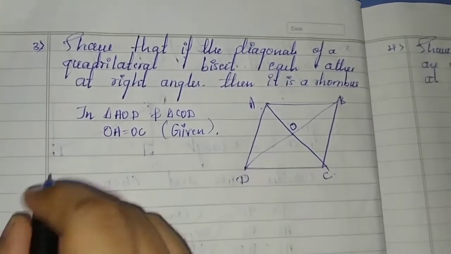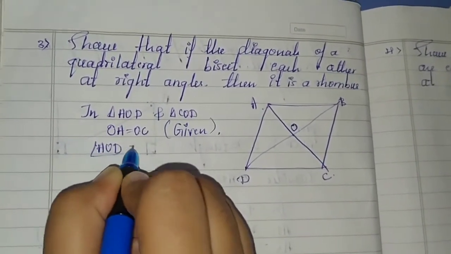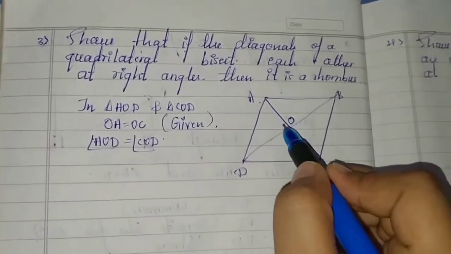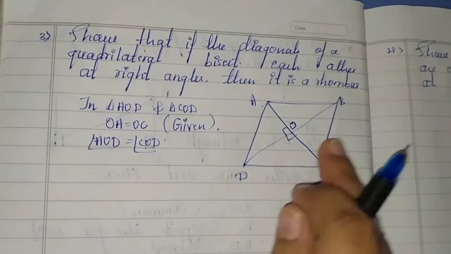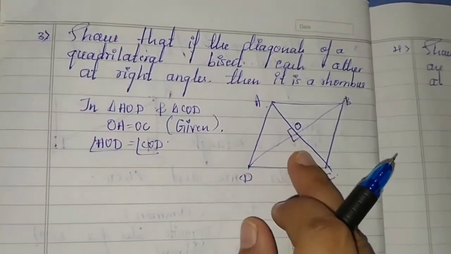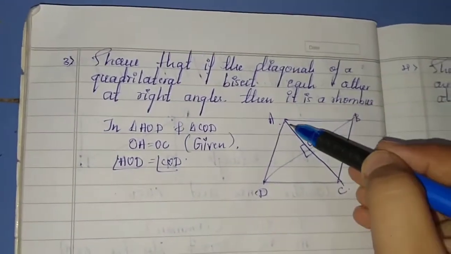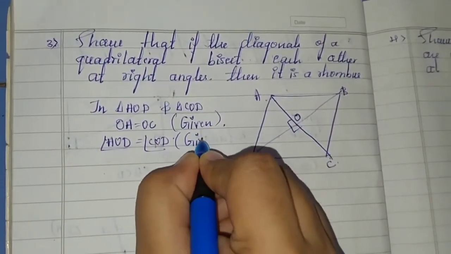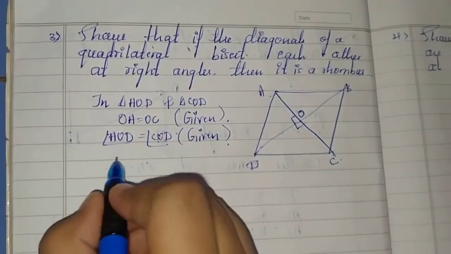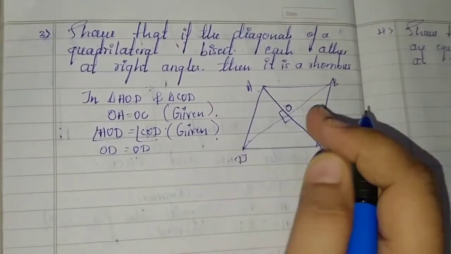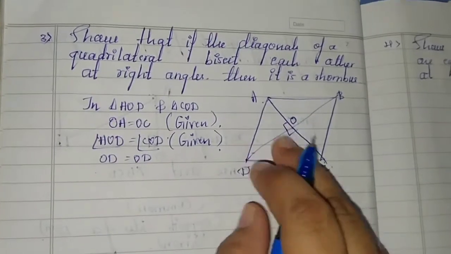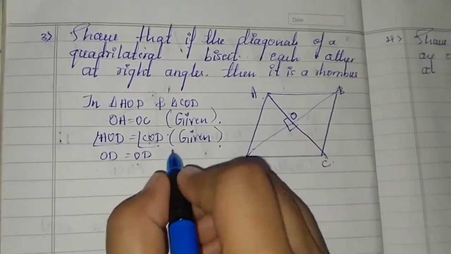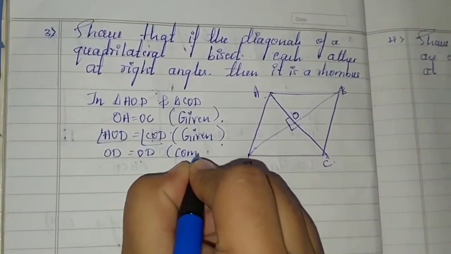Next, angle AOD is equal to angle COD. This also is given, because the two diagonals are bisecting at right angle. That means this angle and this angle are equal to 90 degrees. So angle AOD is equal to angle COD. Next, OD is the common side of these two triangles, so OD is equal to OD.